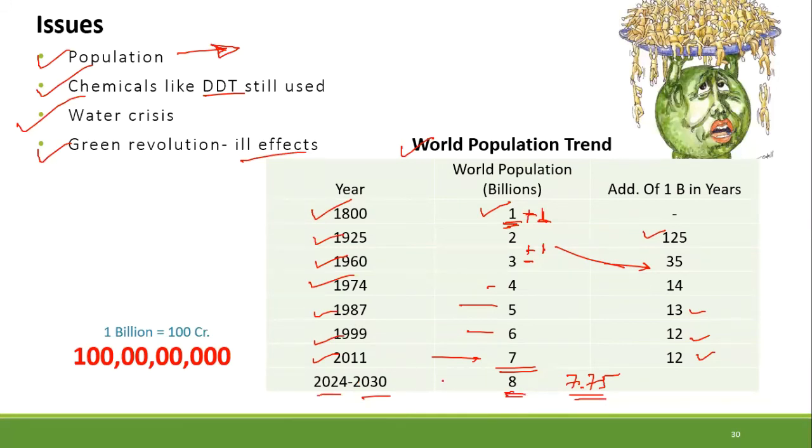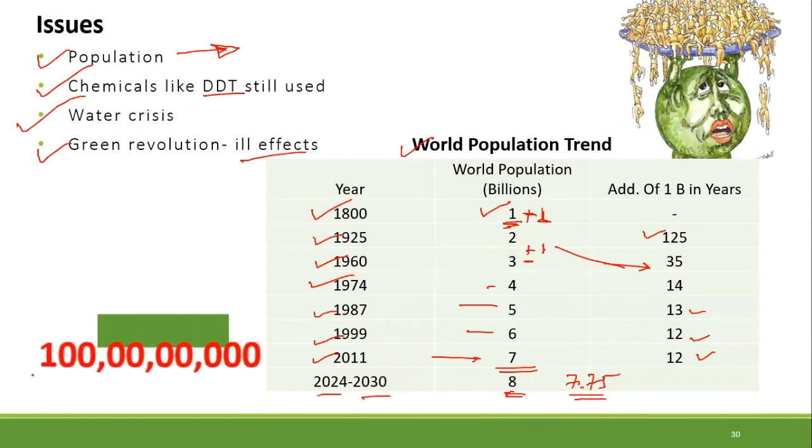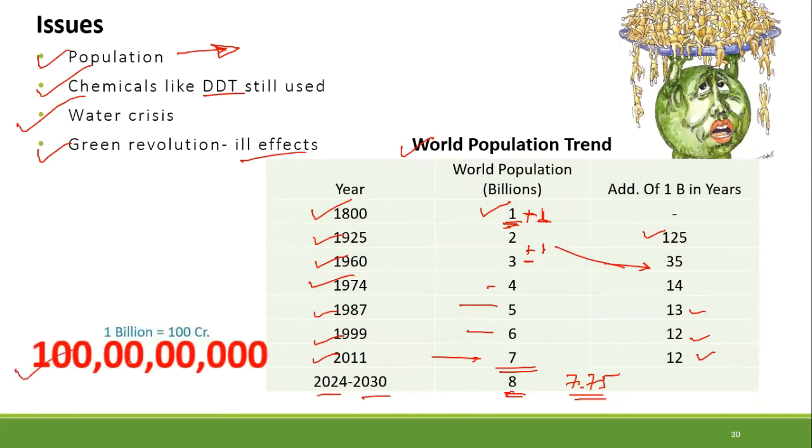Okay. And how big is 1 billion? This much big is 1 billion. 9 zeros are there. Or to understand it simply, 100 crore means 1 billion.